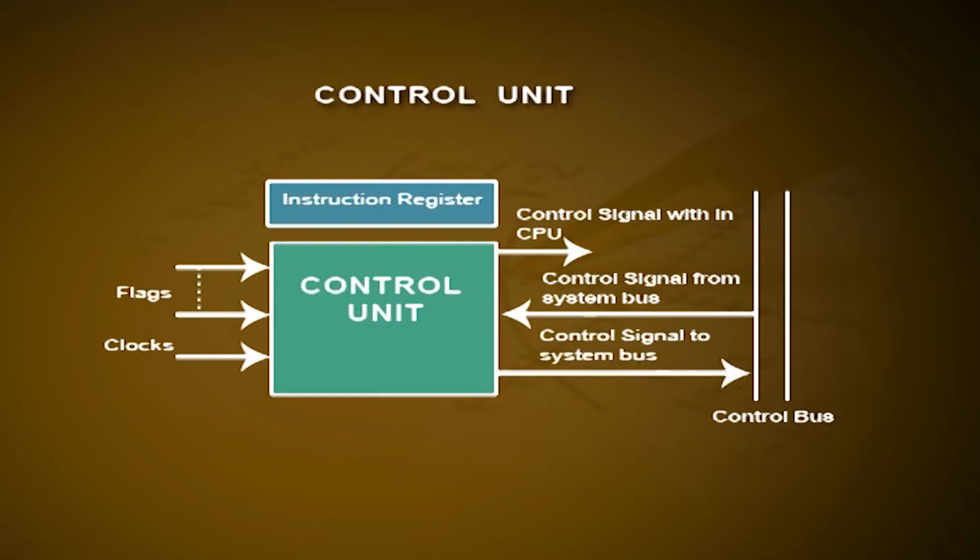Here, clock, which generates clock pulse. Instruction register, the opcode of the current instruction is used to determine which micro operations are to be performed. Flags, to determine the status of the CPU and the outcome of the previous ALU operation. Control signals from control bus.